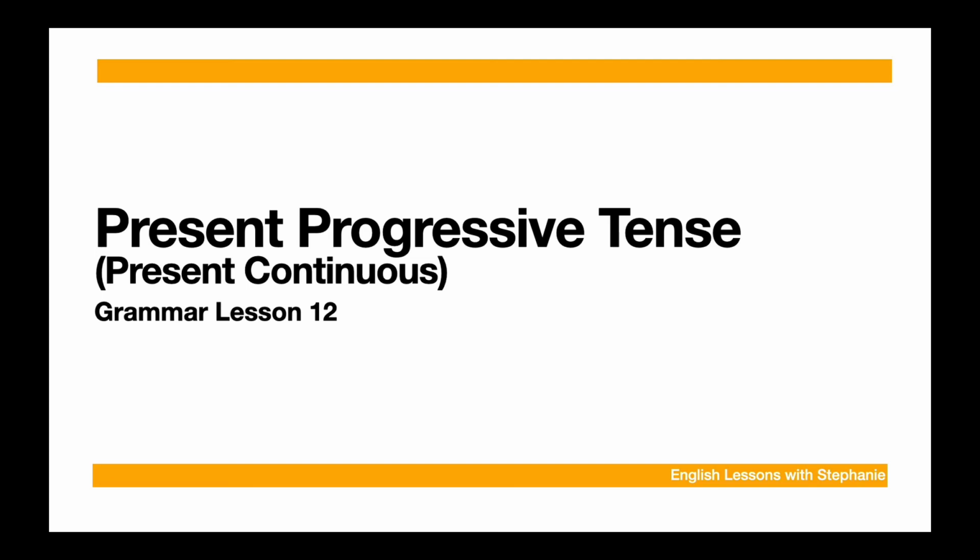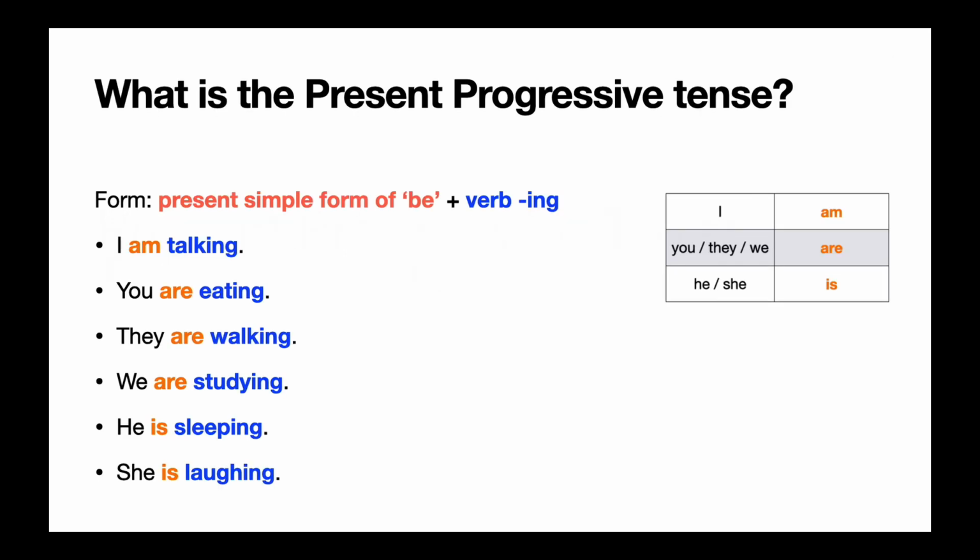This is Grammar Lesson 12 on the present progressive tense, also called the present continuous tense. So what is the present progressive tense? Well, this is a verb form that uses the present simple form of the verb be, plus another verb with an ing ending, also called a gerund. So here are some examples of the present progressive tense.